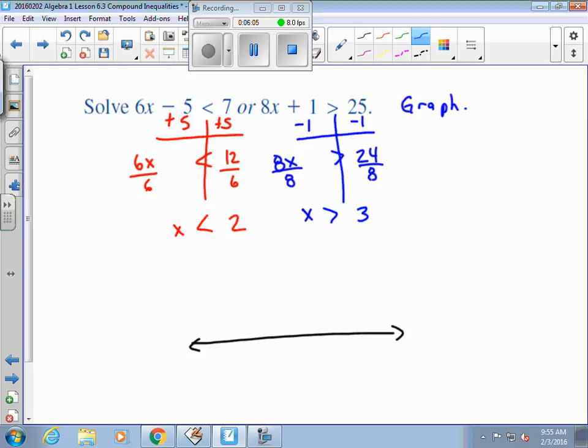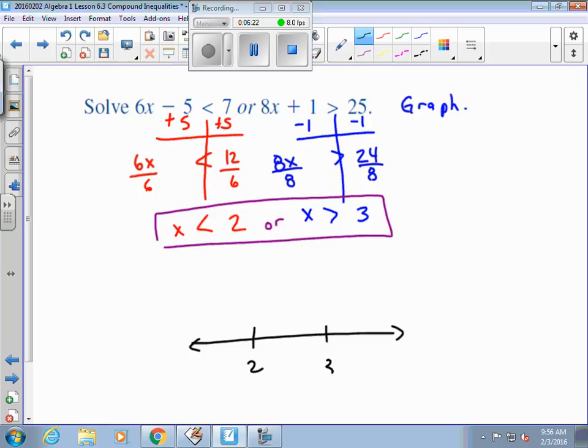The only other thing you have to do to solve this is just write the word "or" in the middle of those. This is a compound inequality with x is less than 2 or x is greater than 3. So we need the numbers 2 and 3 on our graph. You don't even need to show anything else. Show them in the right order. Make sure you don't have them in the wrong spot.